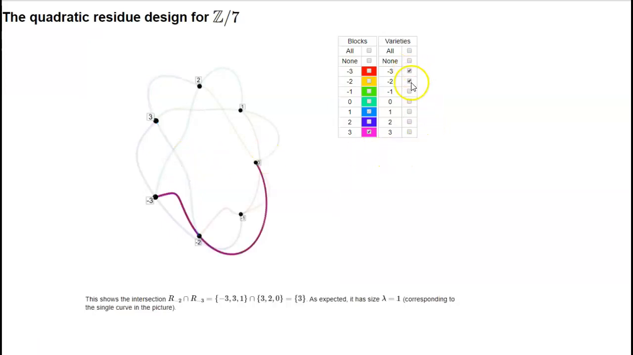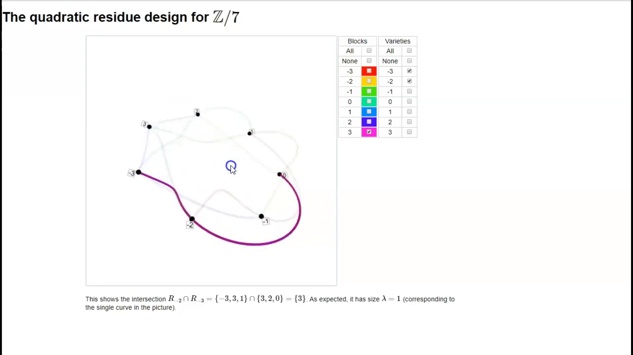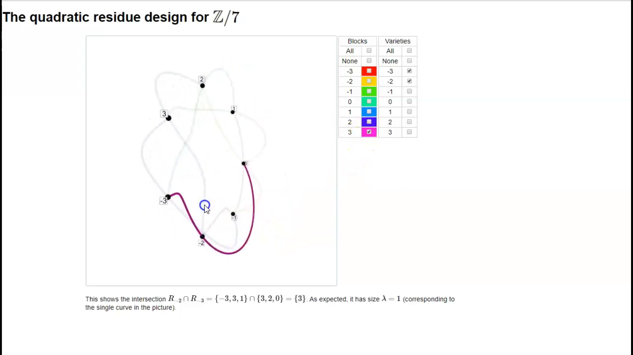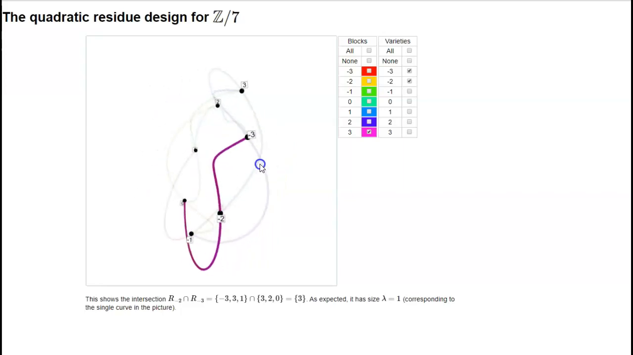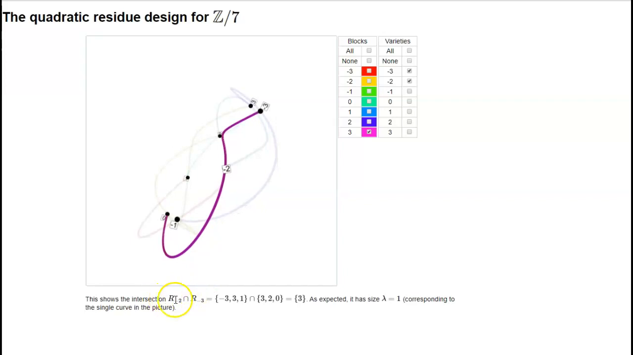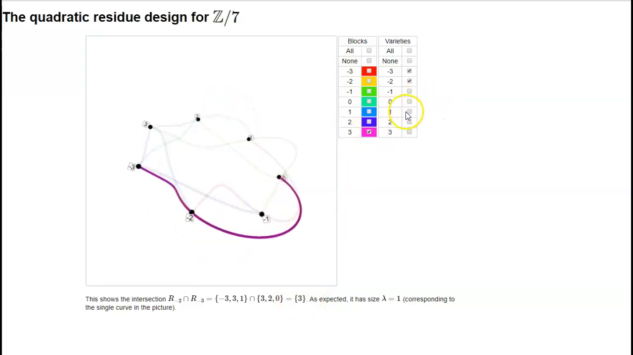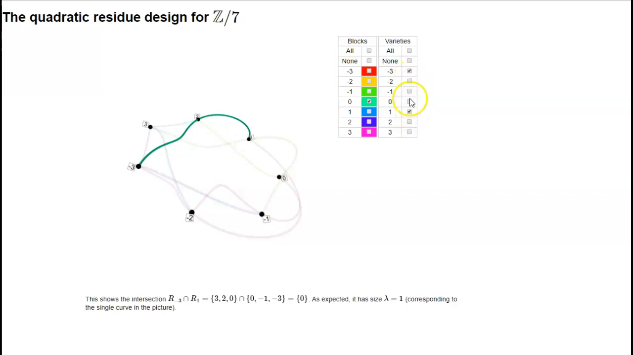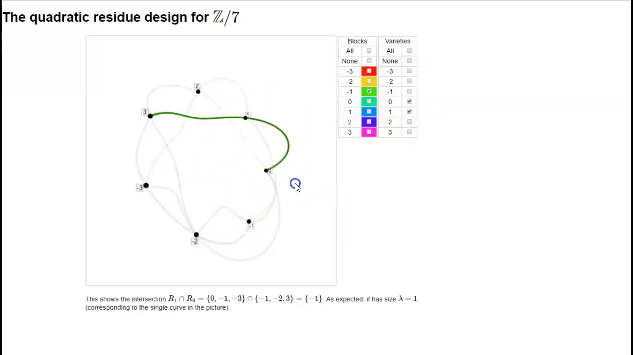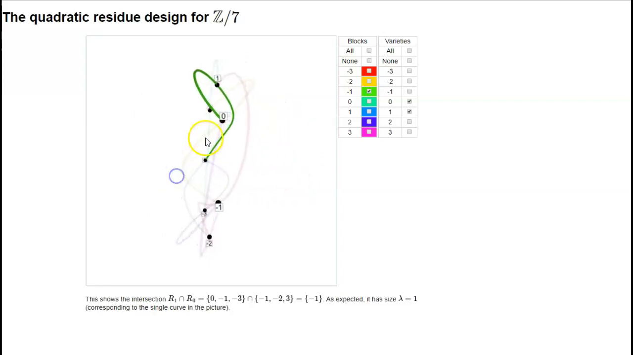Or we could take -3 and -2. Again, there's precisely 1 block, block number 3, that contains -3 and -2, and also contains 0. So that's saying if we look at R-2 intersect R-3, that's the set of blocks that contain both -2 and -3, and there's just 1 of them. It's just block number 3, as we see here. Okay, so take any two varieties, and the intersection of the corresponding co-blocks has size 1.